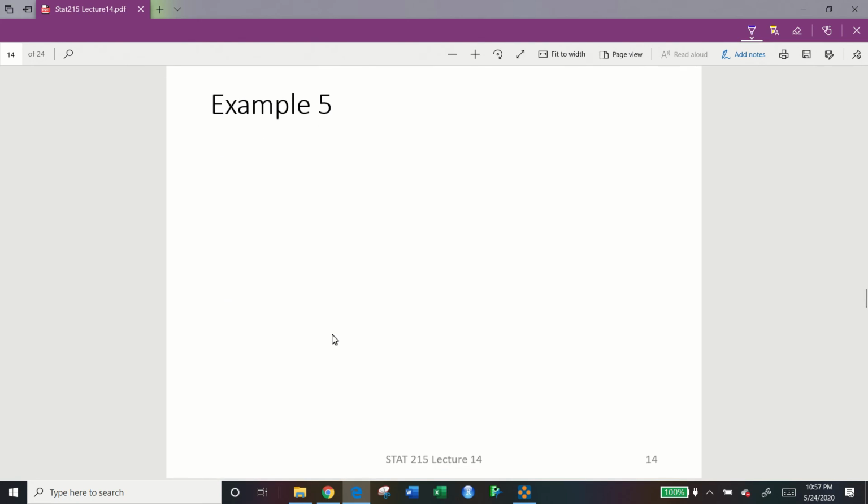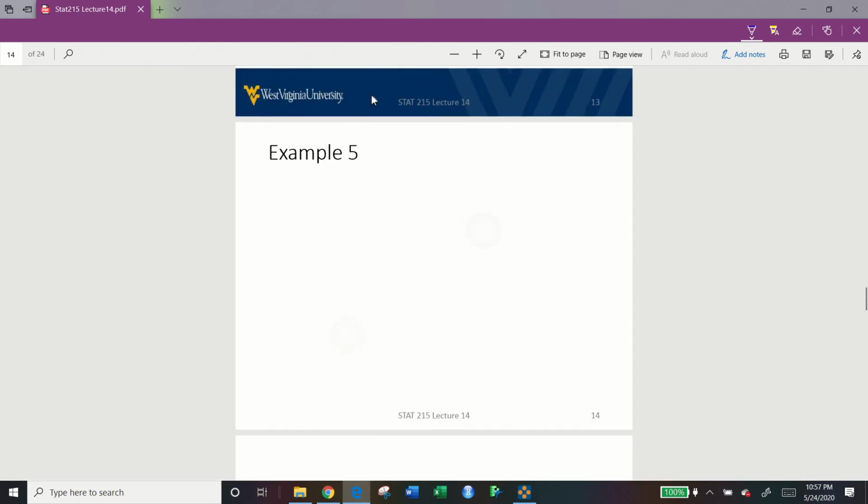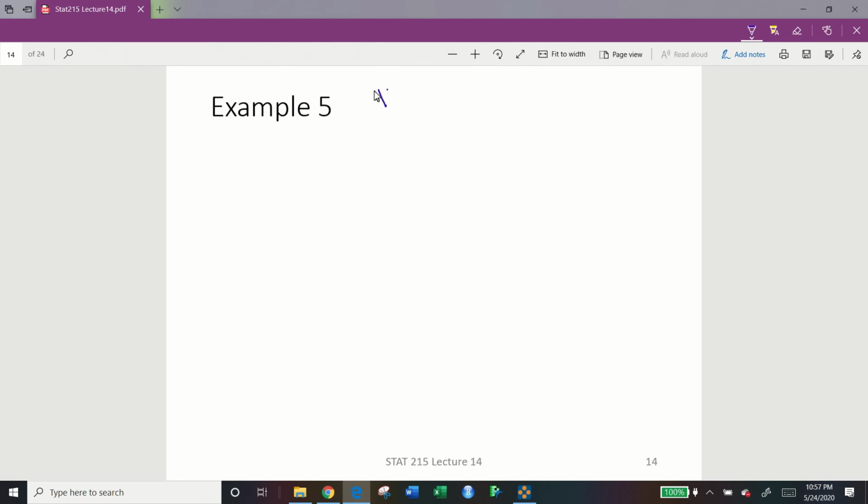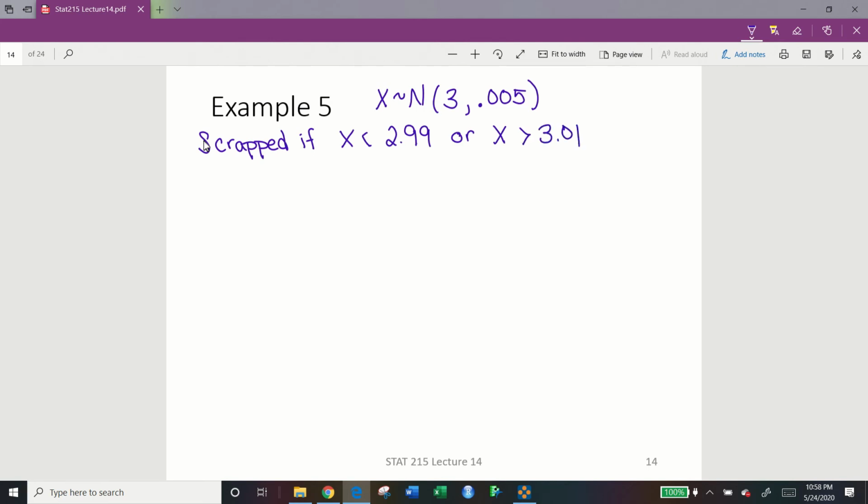Okay, so we are given that x is going to follow the normal distribution with a mean of 3 and a standard deviation of 0.005. And we were told that it would be scrapped if x was less than 2.99 or if x was greater than 3.01.